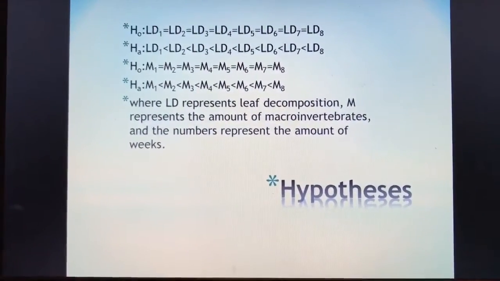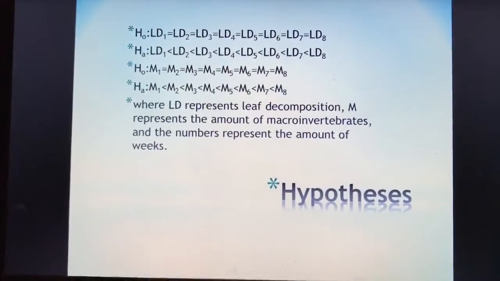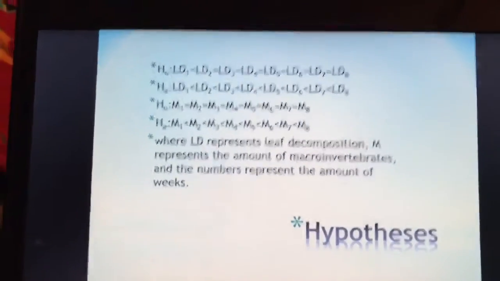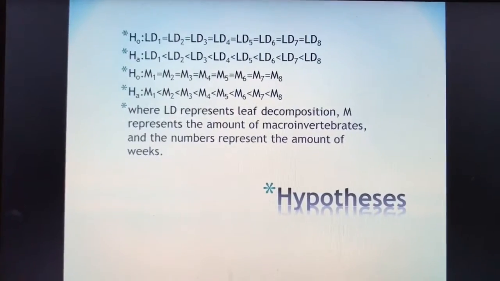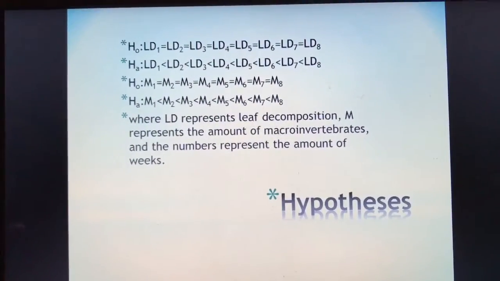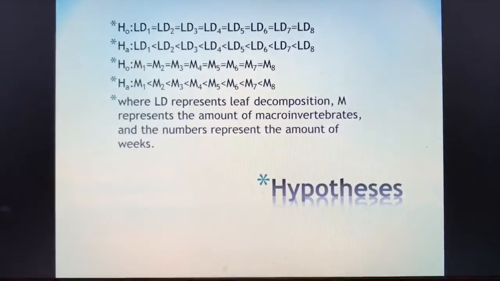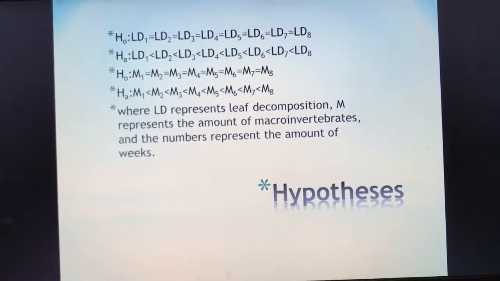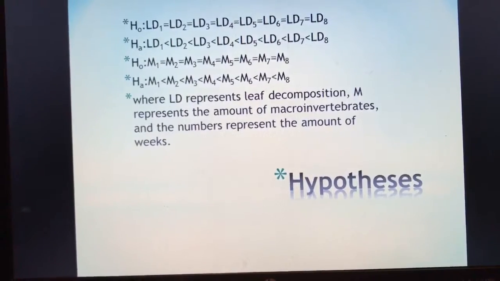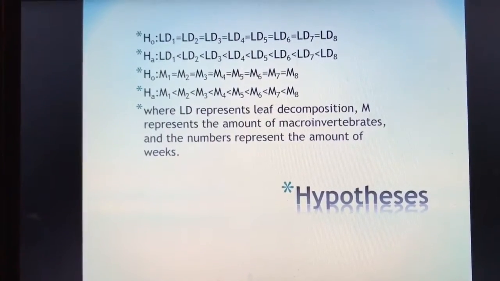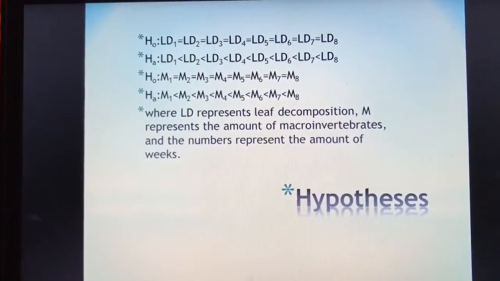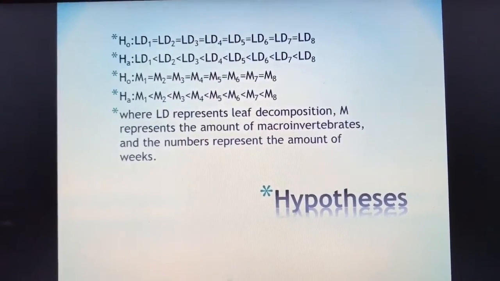My second null hypothesis was that the macroinvertebrates found, number and species, would be fairly consistent or equal for weeks 1 through 8, and my second alternative hypothesis was that the macroinvertebrates species and number at week 1 would be less than those of 2, 3, 4, 5, and so on.